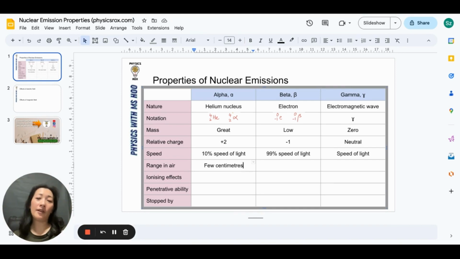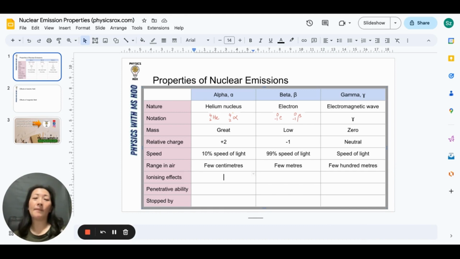Beta, as an electron, can travel much further. It can travel up to a few meters in air. Gamma can travel even further, of course, because it's an electromagnetic wave. So it can actually travel up to a few hundred meters unimpeded.